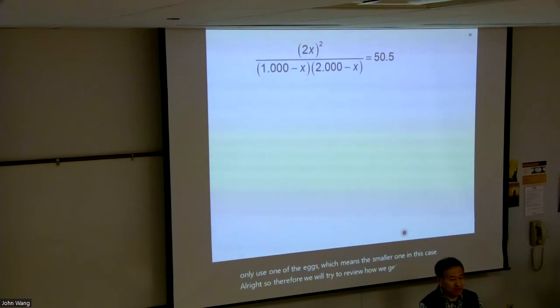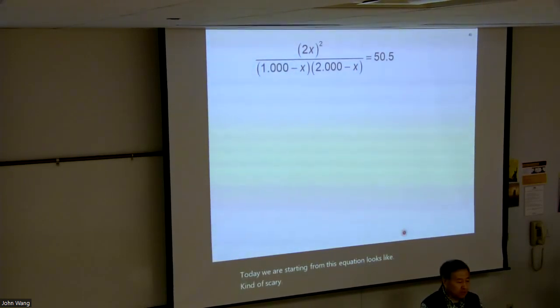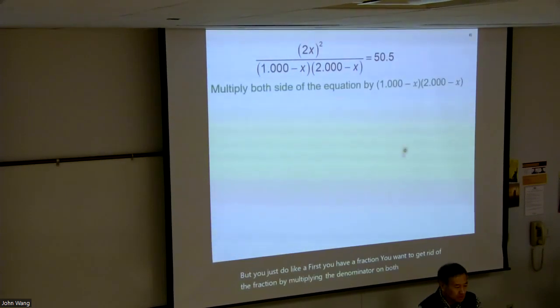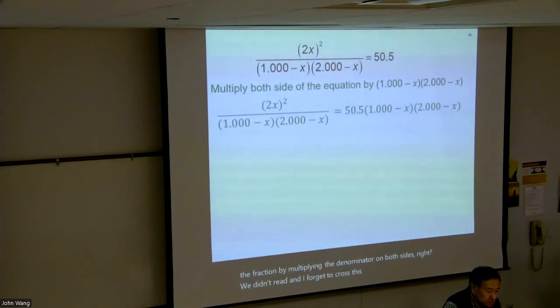So therefore, we are trying to review how we get these two x values. Actually, we are starting from this equation. First, I get a fraction, and you want to get rid of the fraction by multiplying the number on this side, right? So then, after I multiply, if this is already cleared, you can do one.